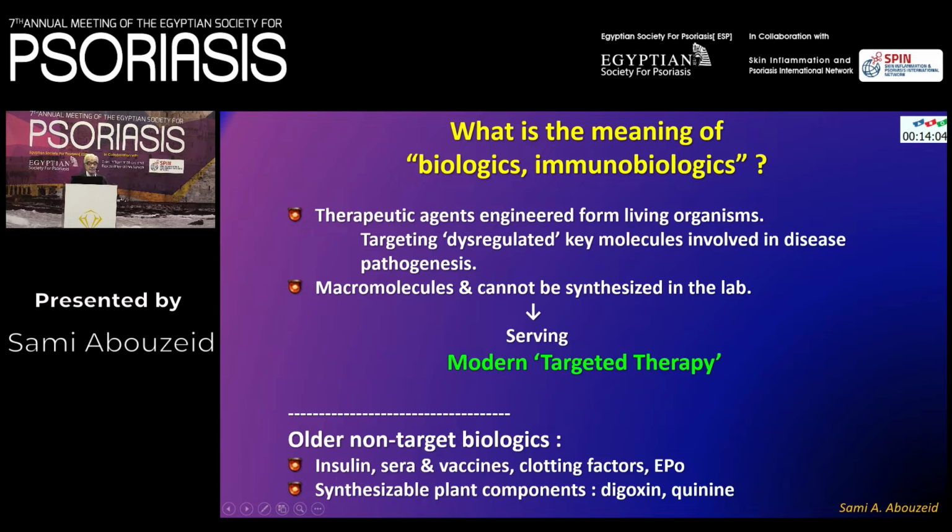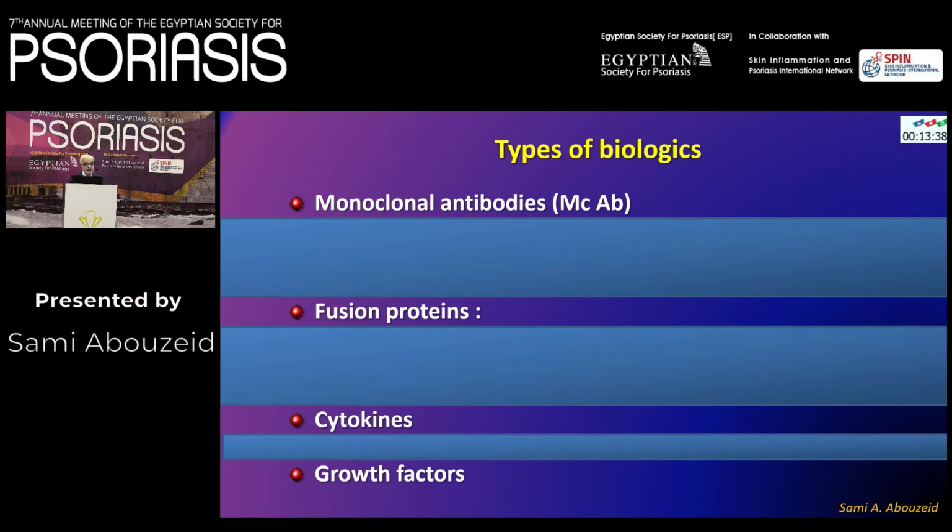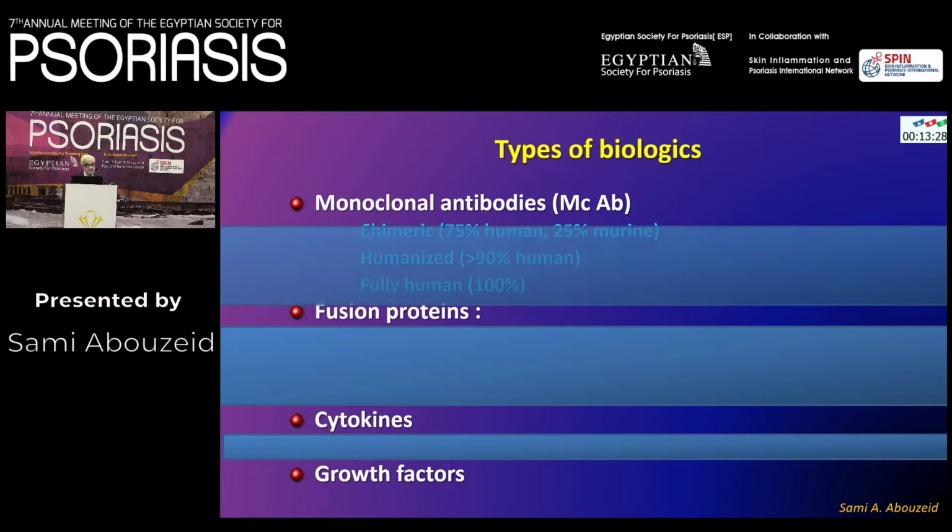They are macromolecules which cannot be synthesized in the lab. And so by this mechanism of action, that they target certain points in the disease process, they are a unique form of therapy. They serve as a modern targeted therapy. We have 4 types of biologics: monoclonal antibodies, fusion proteins, cytokines, and growth factors.